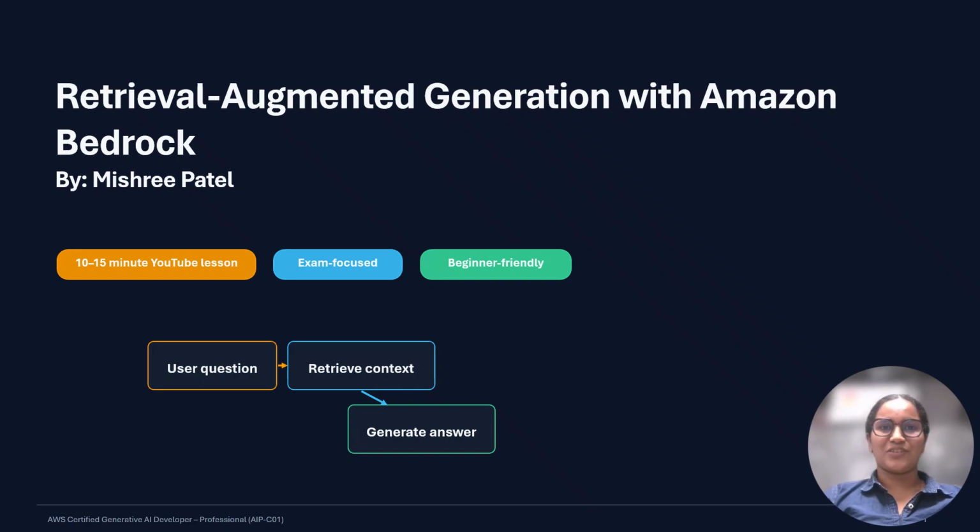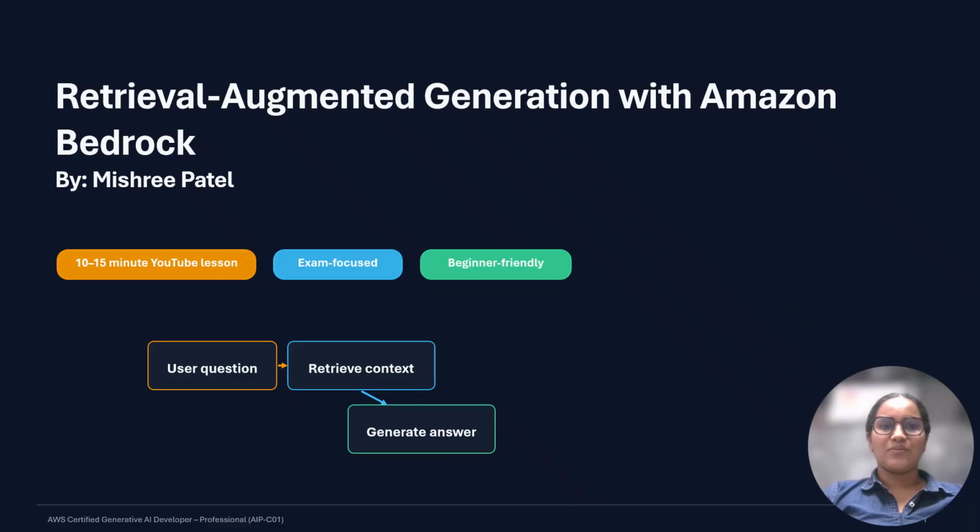Welcome to this lesson on Retrieval-Augmented Generation, usually called RAG, with Amazon Bedrock. This is one of the most important topics for the AWS Certified Generative AI Developer Professional exam because it connects foundation models, company data, embedding, vector stores, security, and evaluation.